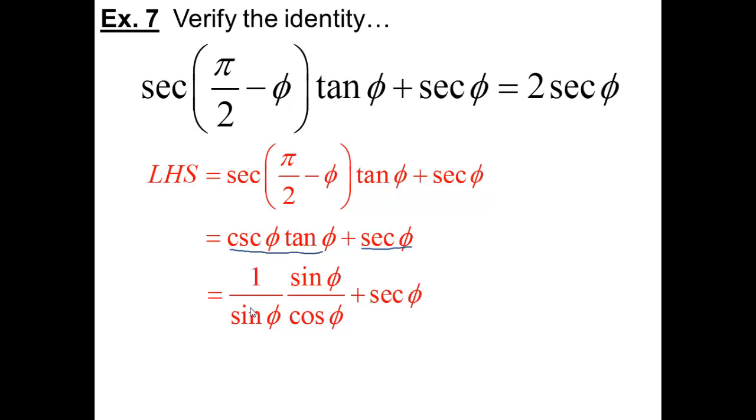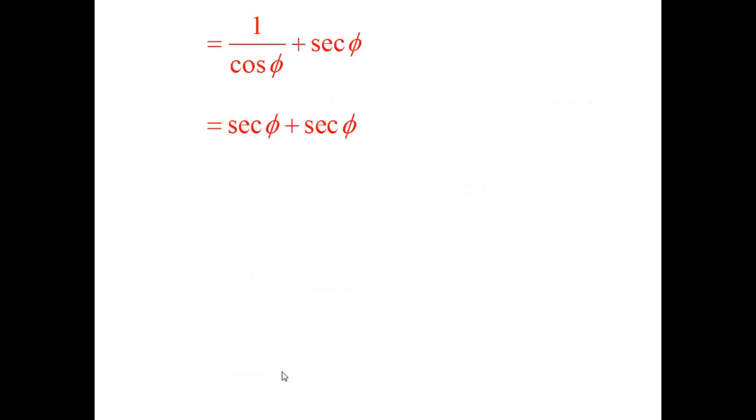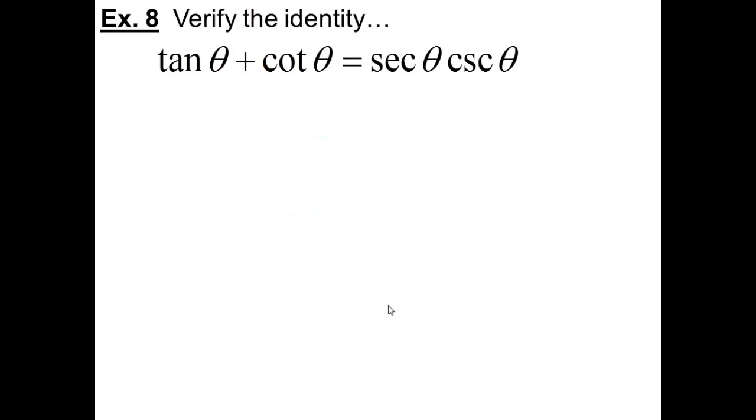So cosecant is 1 over sine. Tangent is sine over cosine. Secant, not doing anything with it, just leaving it alone. Look at that, the signs cancel. You're left with 1 over cosine. And hey, isn't 1 over cosine equal to secant? So secant plus secant equals 2 secant, right hand side. Tangent plus cotangent equals secant cosecant.